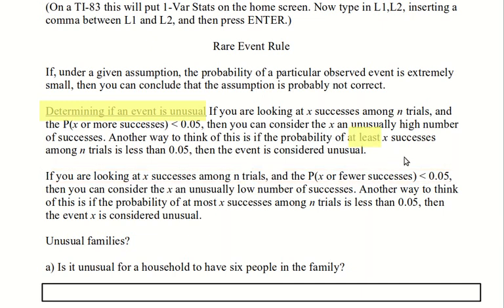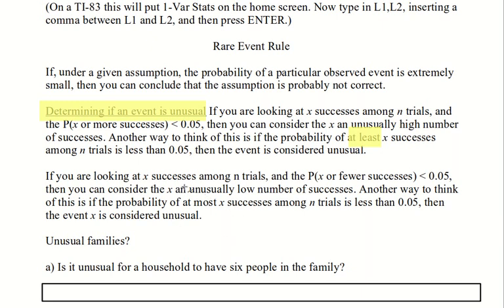You can think of this as not talking about the exact probability of the random variable x number of successes. You can think of this as being as extreme as x. So if you're looking at a value of x that's large, you have to consider all the values larger than it. Similarly, if you're looking at x successes among n trials, and the probability of x or fewer successes is less than 5%, then you can consider that random variable x to be an unusually low number of successes.